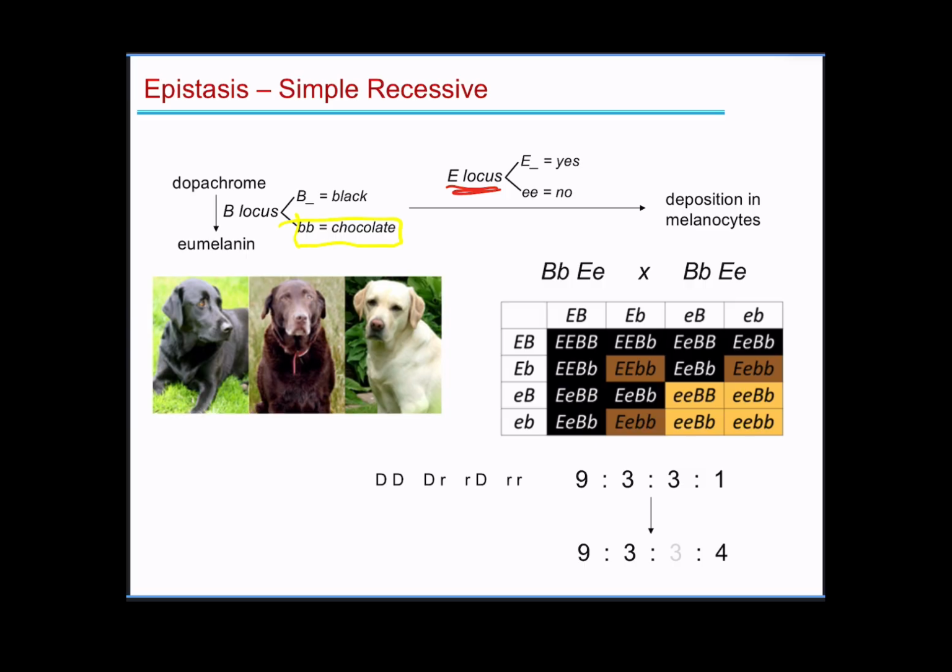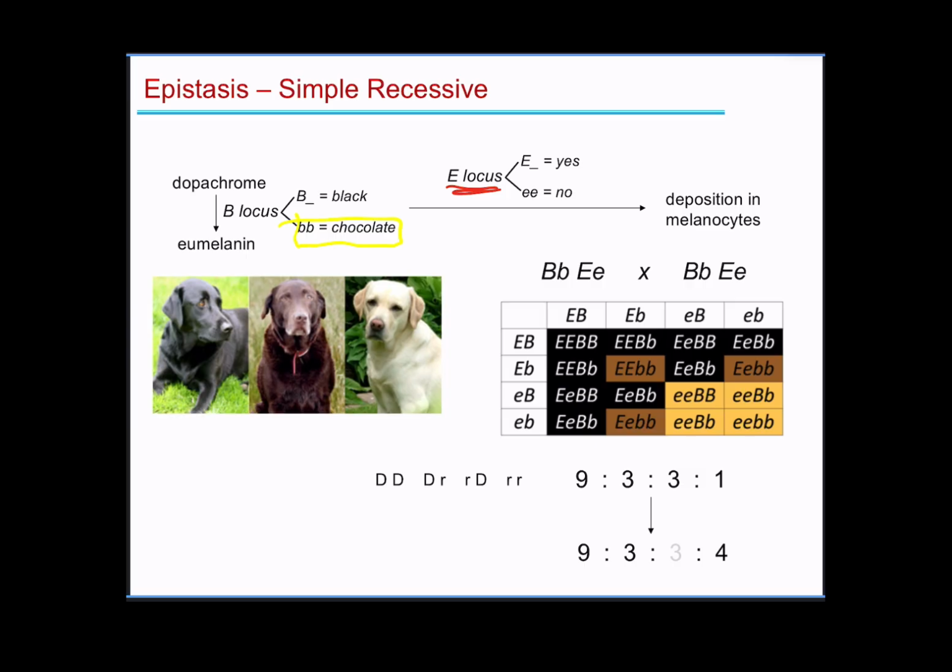Did that make sense? So it is a case of epistasis because one of the loci, the epistatic locus, the E locus in this particular example, when homozygous recessive, masks the other. It blocks our ability to see what the state of the other is.